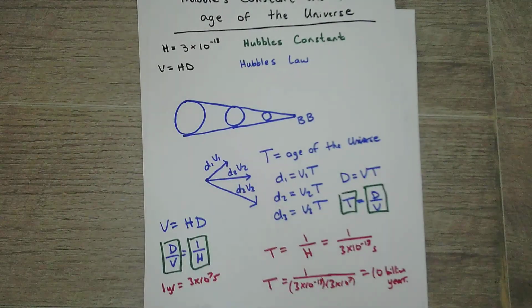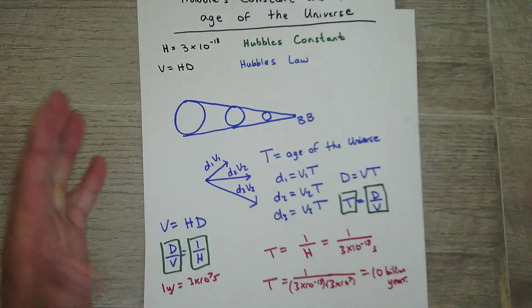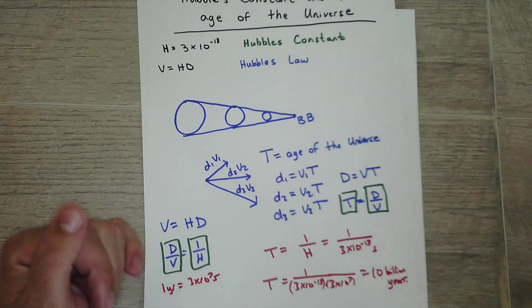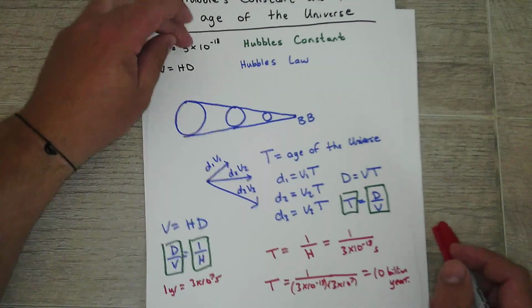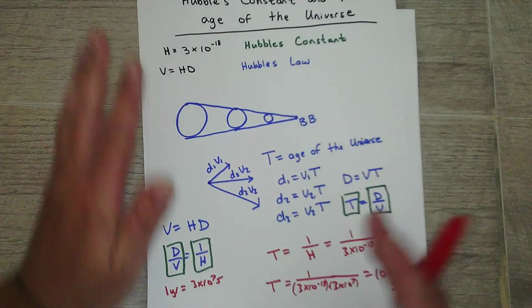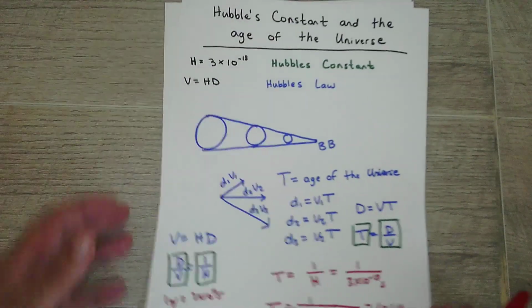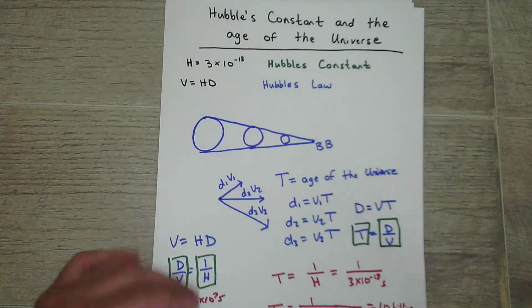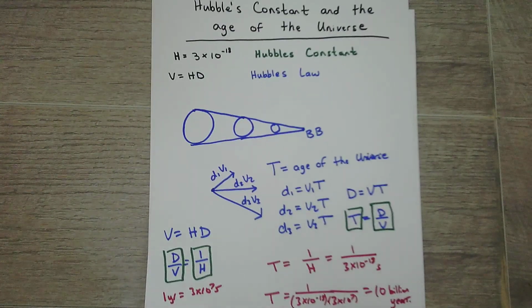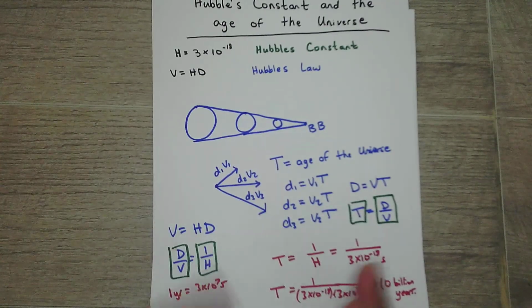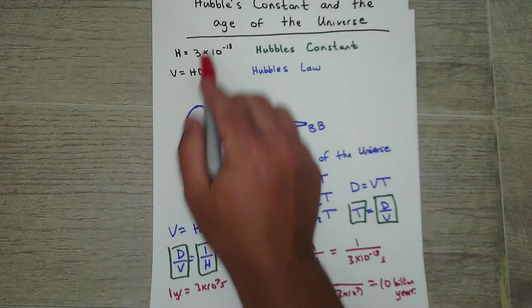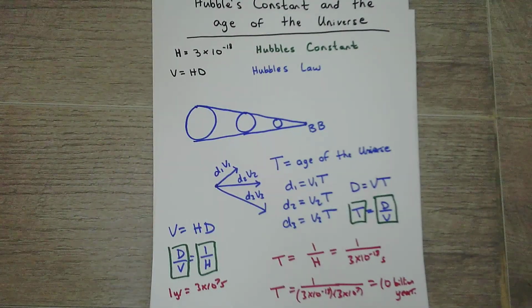However, just like pi, depending on how many numbers past the decimal you use, same thing for Hubble's constant. We know Hubble's constant a little bit more accurately than this, down to many decimal places. If we calculate it a little bit more accurately, that's where we come up with 13.4 billion years. So that's how we know it's around 10 to 13 billion years old.